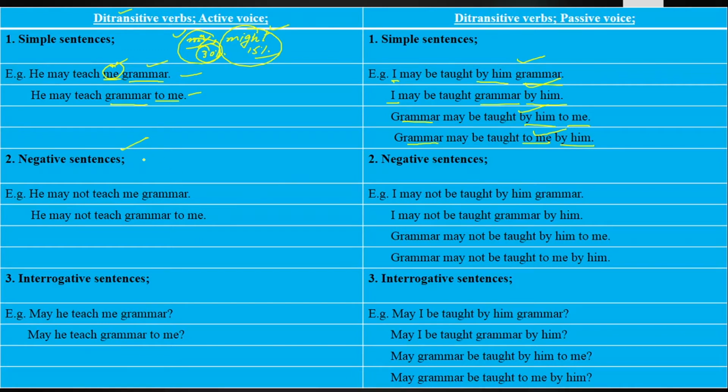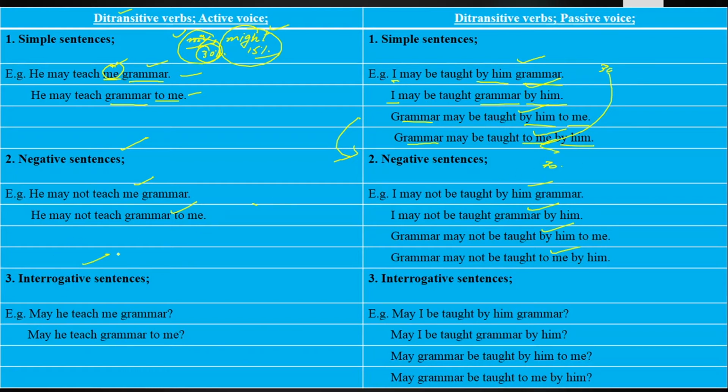Next, we have negative sentences in which we deny the statement. He may not teach me grammar, he may not teach grammar to me, I may not be taught by him grammar, I may not be taught grammar by him, grammar may not be taught by him to me, grammar may not be taught to me by him. Then this is the opposite of the previous sentence. You know, he will not deny me teaching, because maybe there are chances, but only 30% that will be positive. Here 30%, that 70% that will be negative, but here 30% possibility. So see, the negative sentence is totally opposite of the positive sentence.